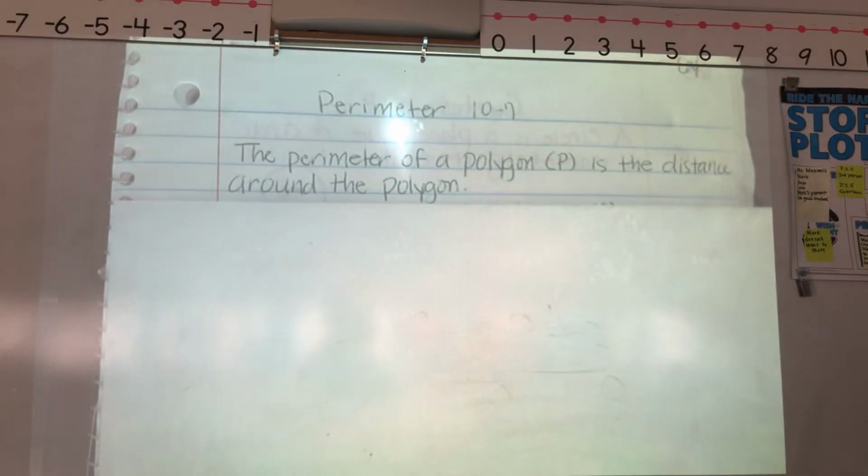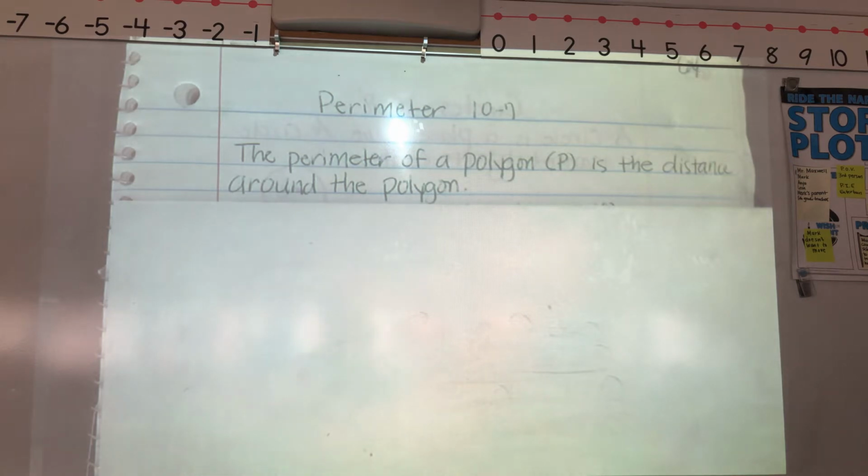All right, today we are looking at perimeter, which is chapter 10, lesson 7. And when we talk about perimeter, perimeter is the distance around the polygon, like the outside edge of a polygon.